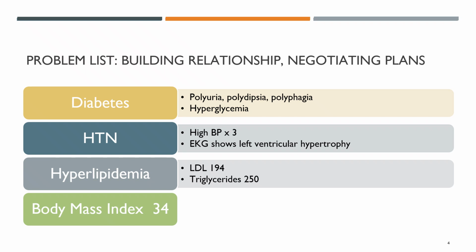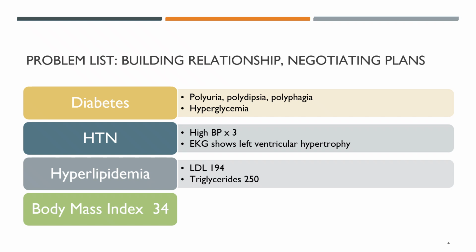Hyperlipidemia, these are big words. The lab values show LDL of 194, triglycerides of 250, well above recommended limits, and this increases cardiovascular risk and adds urgency to management. We can look at body mass index, let's say of 34, which indicates obesity, which compounds all the other issues and must be addressed as part of the comprehensive plan. The problem list provides a structured foundation for discussion.